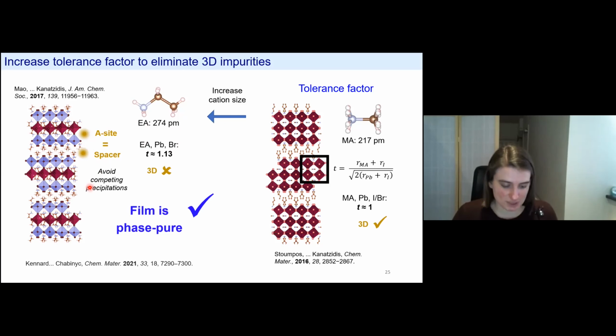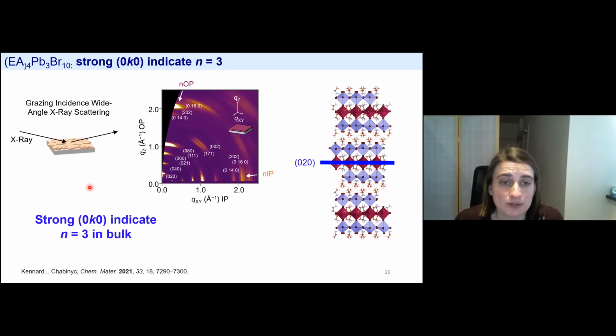So now that I've told you this, I should probably try to convince you of it. This was the GIWAXS pattern of our ethylammonium lead bromide. We see nice 0k0 peaks in Qz, and we also see 0k0 peaks in Qxy. We don't see any additional peaks. There's no peaks that are missing. So we confirm that we have this n=3 phase in bulk.